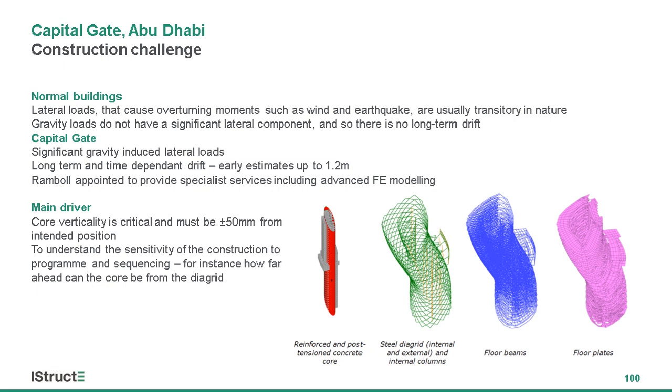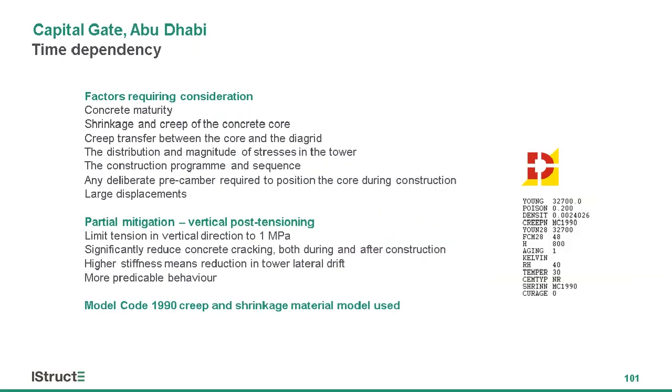Now the core on this structure was originally a reinforced concrete core, with the diagrid around the outside linked with a pretty heavy floor. The driver for our analysis was to help provide information to build that core so that it was vertical to within around 50 millimeters. This is for things like lifts, so that they work, and to understand the sensitivity of the construction to the program. Because creep is key here, it makes a lot of difference depending on how you build it, the rate at which you build it, and where you end up.